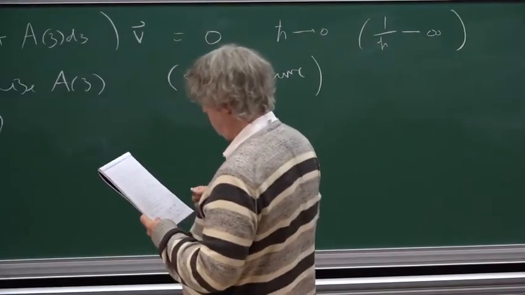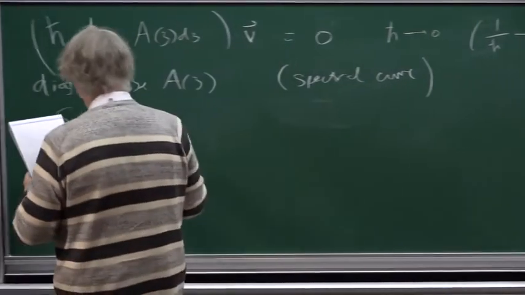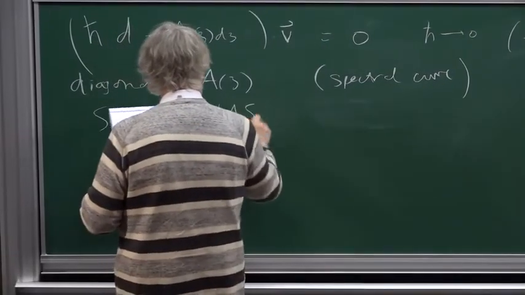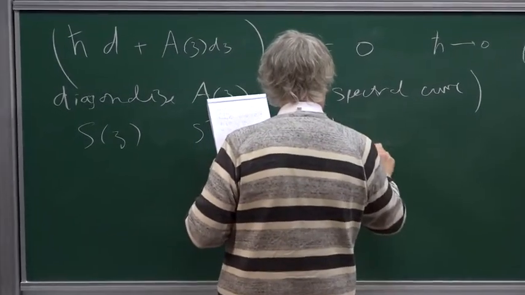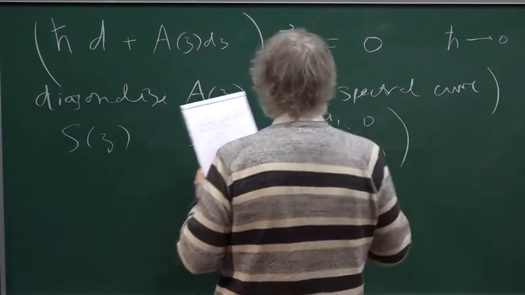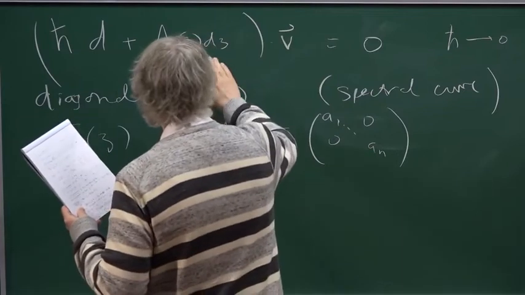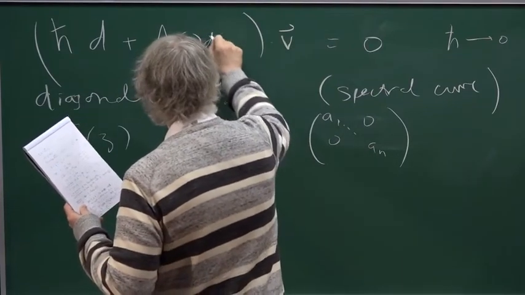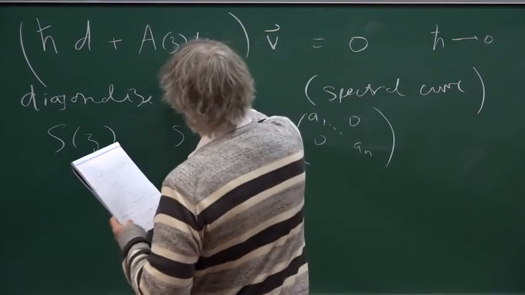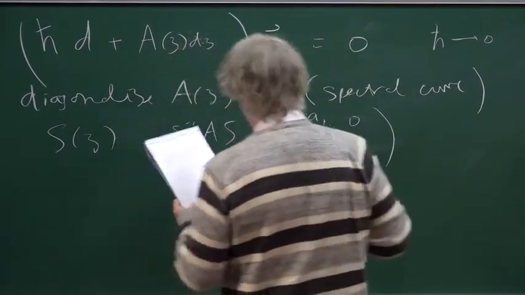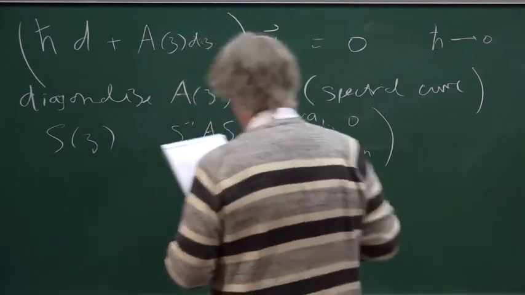Okay. So let's choose S of Z so that S inverse A S is a diagonal matrix, which I'll write as A1 through AN. A is really the matrix of one-forms. So if I write the variable, then I'll have a dz, and if I don't write the variable, that includes the dz.